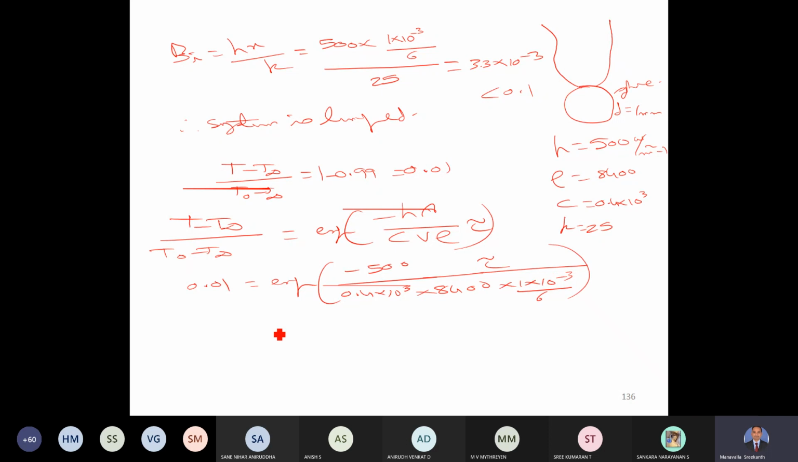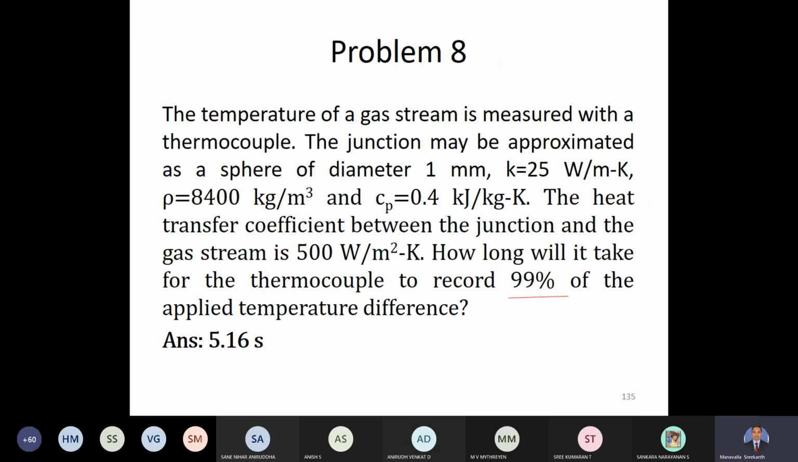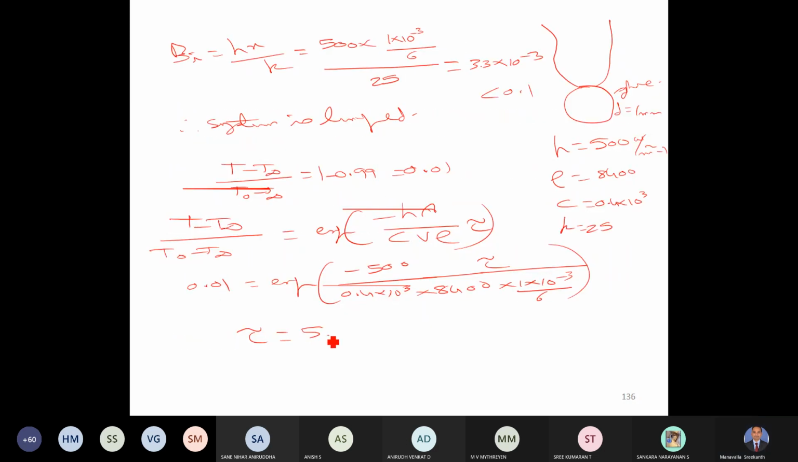When you take logarithms on both sides, you can calculate tau. Tau should turn out to be 5.16 seconds. So it will take 5.16 seconds to read the temperature with 99% accuracy. If you wait a couple of seconds more, you will get almost 100% accuracy. This is an example of the thermocouple response time that we have seen in this class earlier.